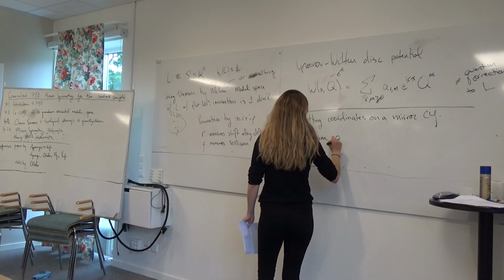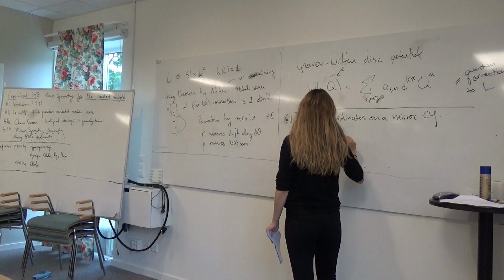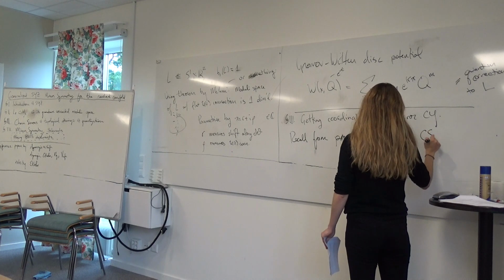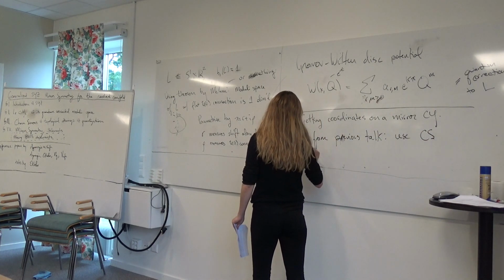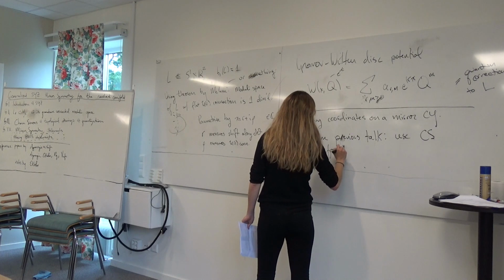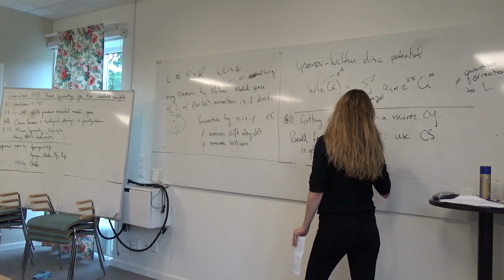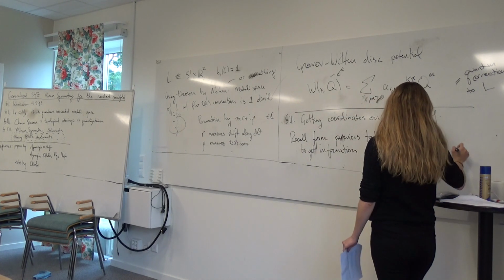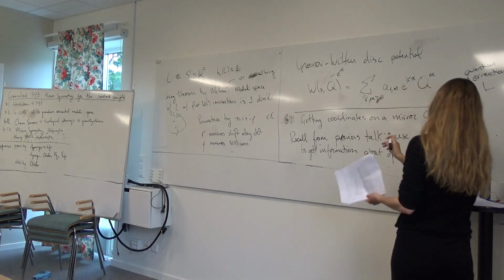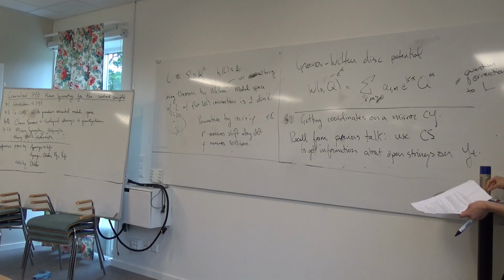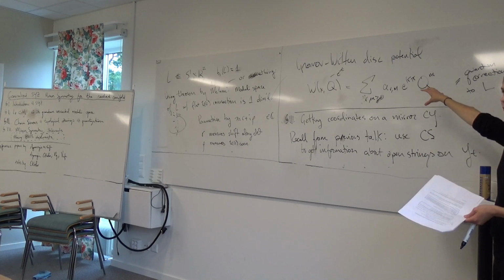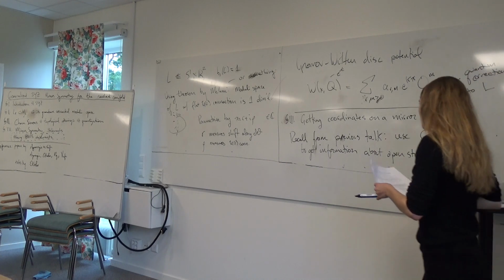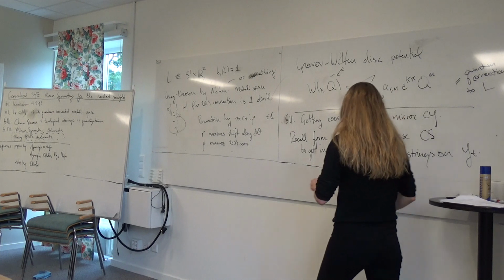Recall from the previous talk, we can use Chern-Simons to get information about open strings on the resolved conifold. And that's good because these things look like planar open strings. So how are we going to start to do this?